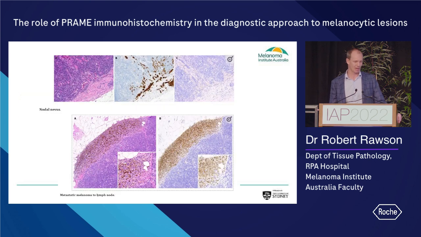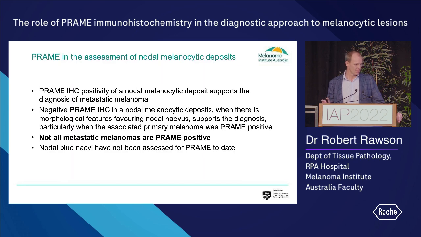And this is an example from one of the papers showing on the top a nodal nevus with melanin staining strongly in the middle to outline where the lesion is, and completely negative PRAME staining. The bottom is the deposit of melanoma with prominent melanophages, and the PRAME just stains the nuclei of the melanoma and not the melanophages. And as I just mentioned, it's really important to understand that not all metastatic deposits of melanoma are PRAME positive, so you really have to look at it in the context of its other features, its anatomical location within the lymph node, and other features such as what the primary looks like. And nodal blue nevi have not been assessed with PRAME to date.